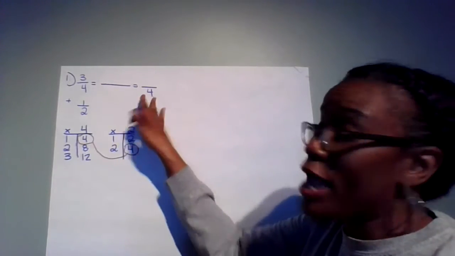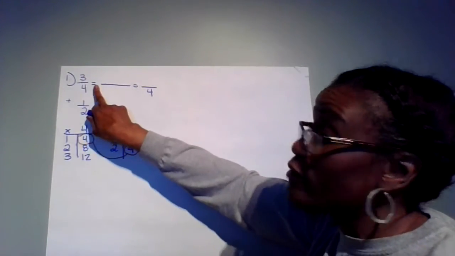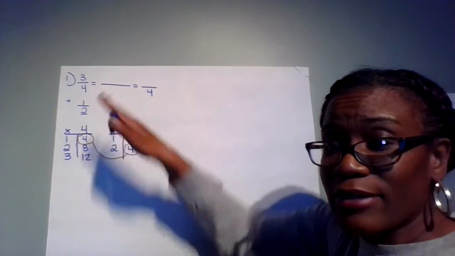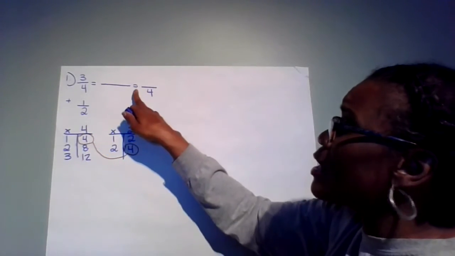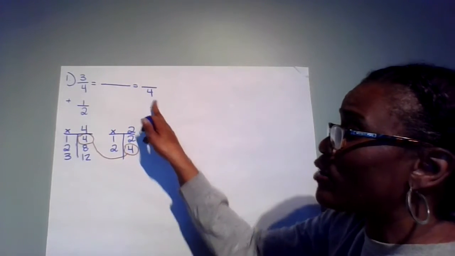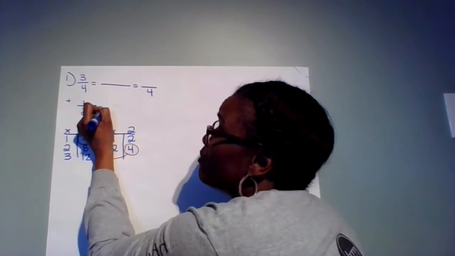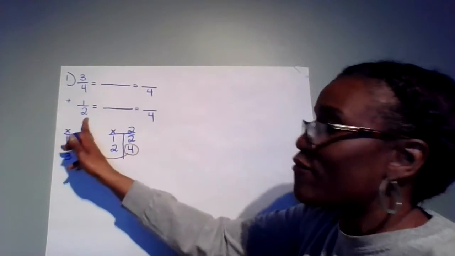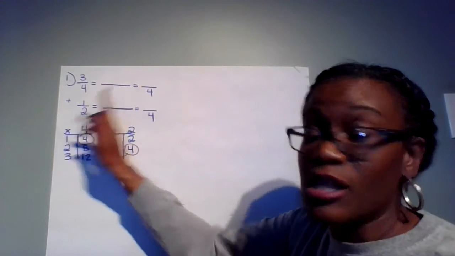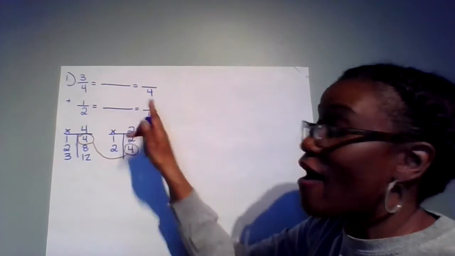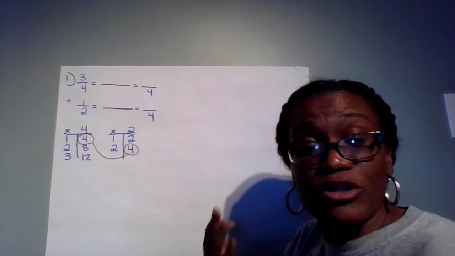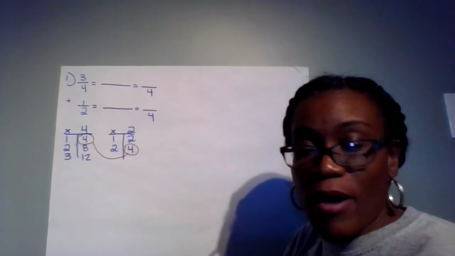and put it into our equation. So we're going to take 3/4, we're going to put an equal sign, draw a little short line, kind of medium line, another equal sign, and the denominator 4. And we're going to do the same thing for 1/2 because now both of our fractions, when we finish this, are both going to have the same denominator. And that will make it so much easier for you to add or subtract.